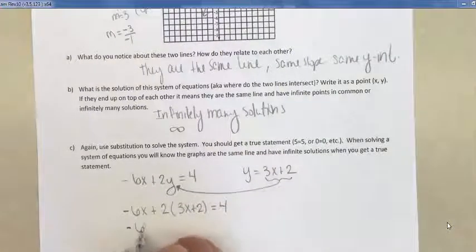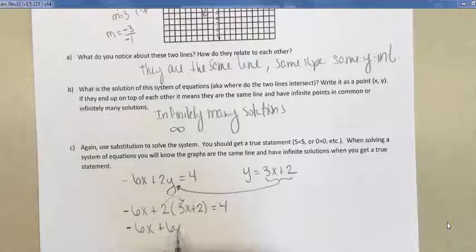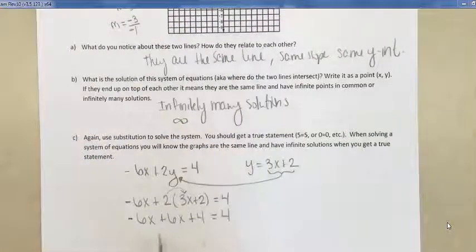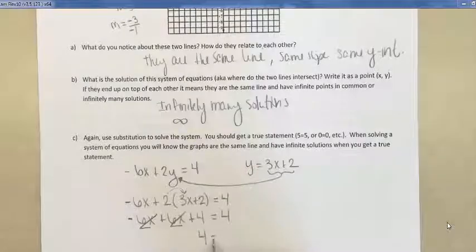Okay, so we got negative 6x. Now I've got to distribute this 2 because 3x and 2 are not like terms. So I'll distribute. Plus 6x plus 4 equals 4. Combine like terms, and I have like terms right here on the left-hand side. Those cancel out, and I'm left with 4 equals 4.